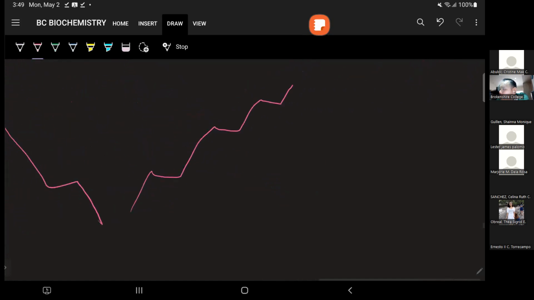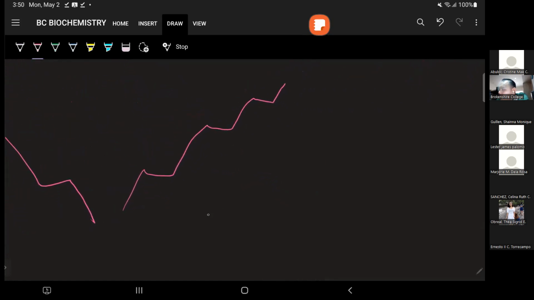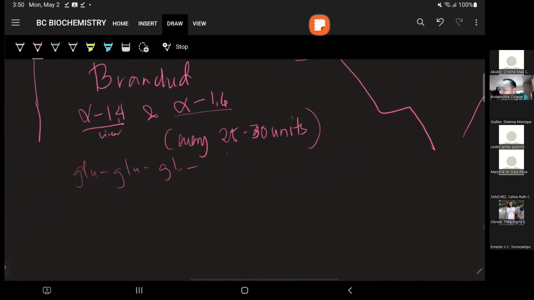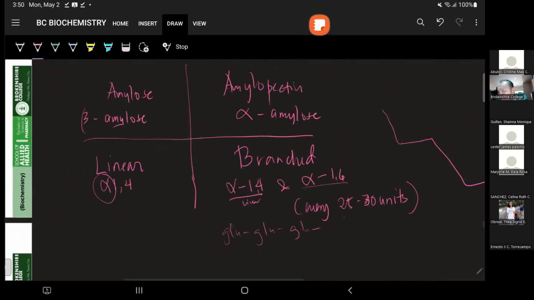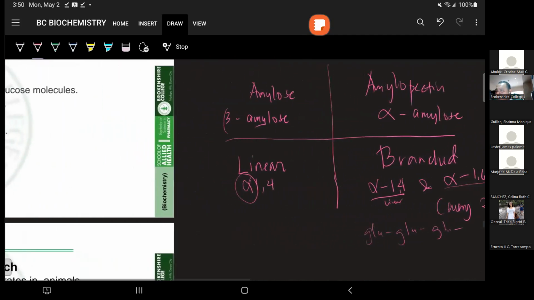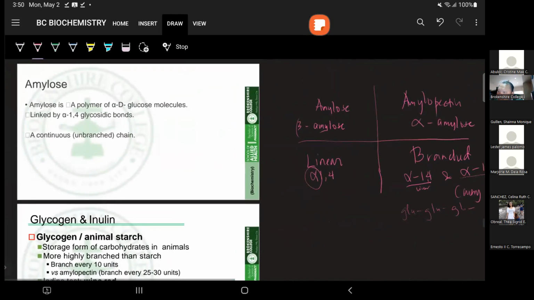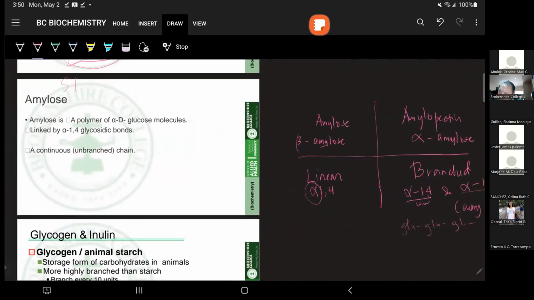Unlike sa alpha 1-4 lang na hindi branched, linear lang. So slant lang ang structure niya sa starch. It's either ang component is linear lang siya na starch or branched. Yun yung pinakaiba sa starch natin. Okay. So again, this is a composition of your starch.